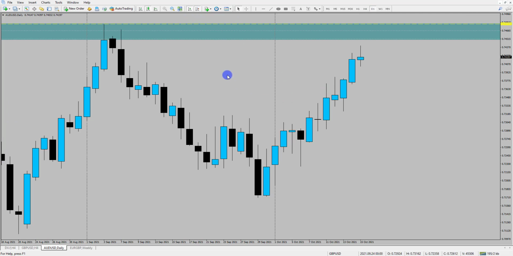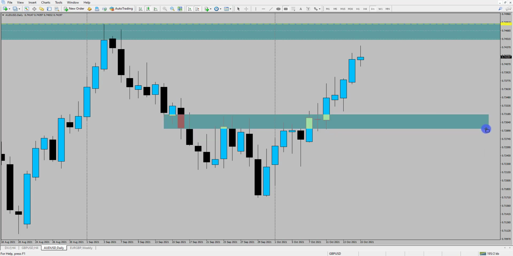What I want to be looking for is a daily pullback now. Let's see if we can get a decent retracement phase. There's a couple of areas that I like for price to come back to. The first one is around about 0.73. The reason why I like this area so much is because this is where we had that change in trend pattern.